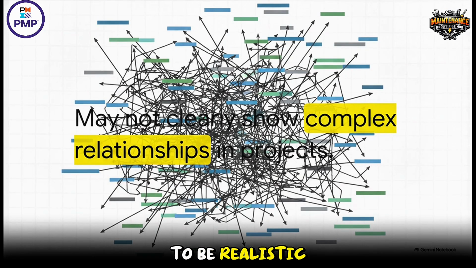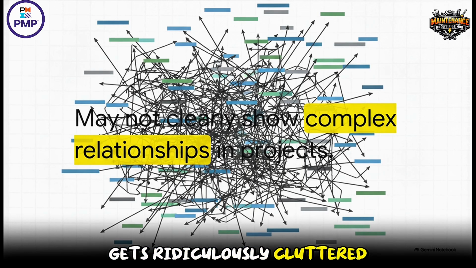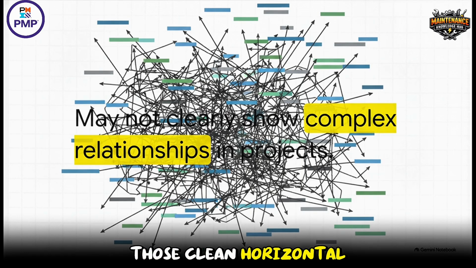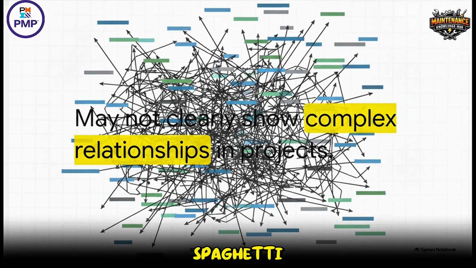But we've got to be realistic here. There is a notable limitation. A basic Gantt chart may not clearly show complex network relationships. If you're scaling up a project to include thousands of tasks with heavy, intricate dependencies, where task A relies on B, which relies on C, D, and E all at the same time, the basic Gantt chart just hits a wall. The visual layout gets ridiculously cluttered. Suddenly, those clean horizontal bars look like a tangled bowl of spaghetti, and the very clarity that made the tool so great vanishes under the weight of all that complexity.